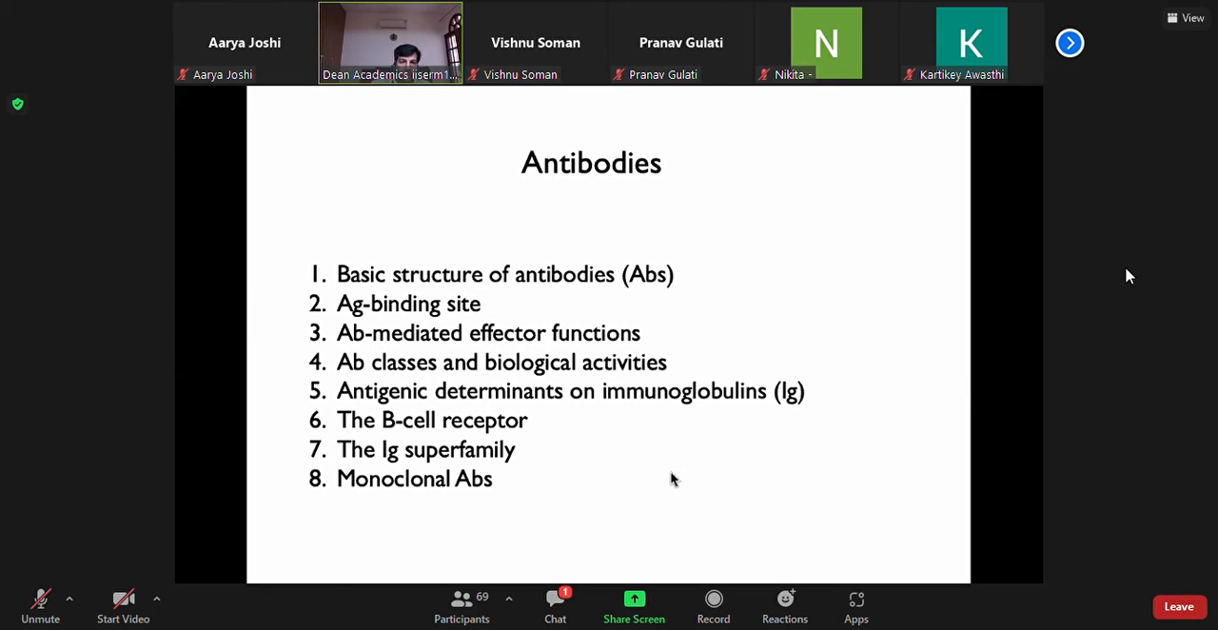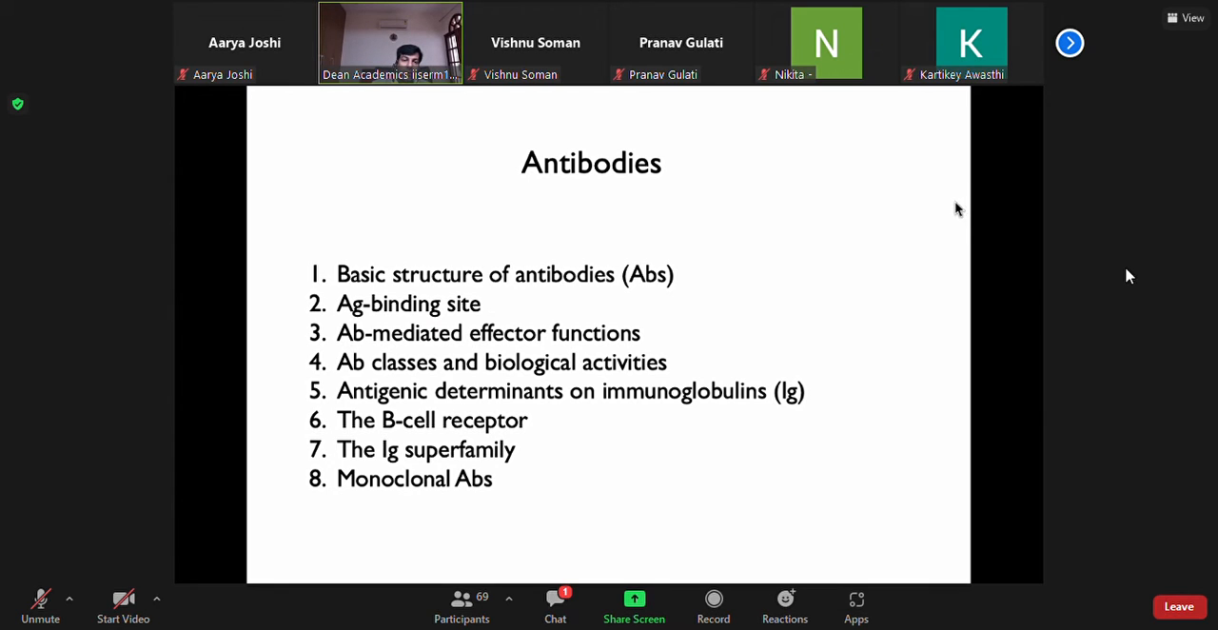Okay, so let's now talk about the basic structure of antibodies. Now we are actually starting with the antibodies. These are the different things that we are going to discuss in antibodies: the basic structure of antibody, antigen binding sites, antibody mediated effector functions, classes of different types of antibodies, and the biological activities associated with them.